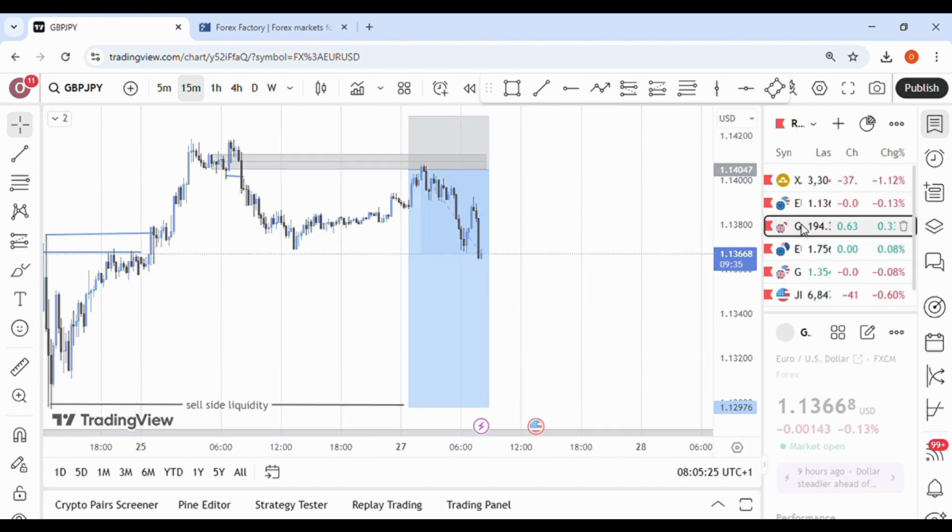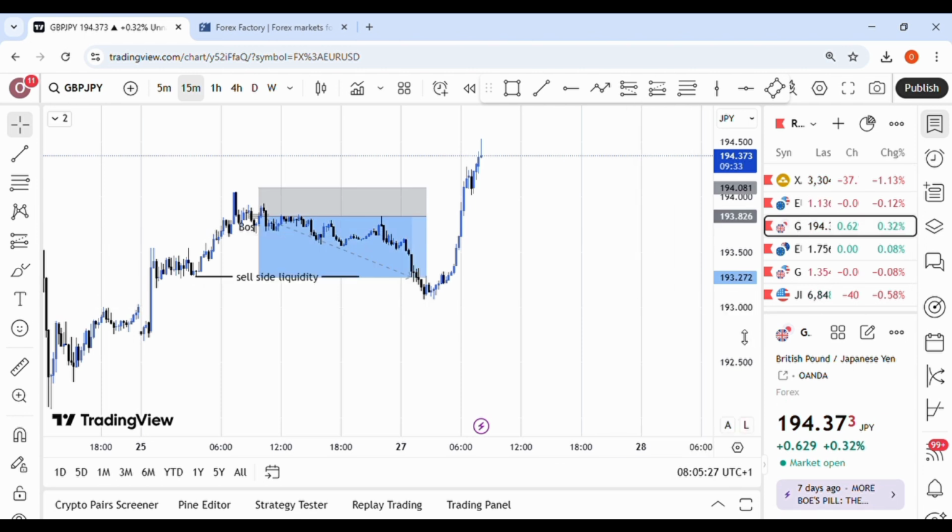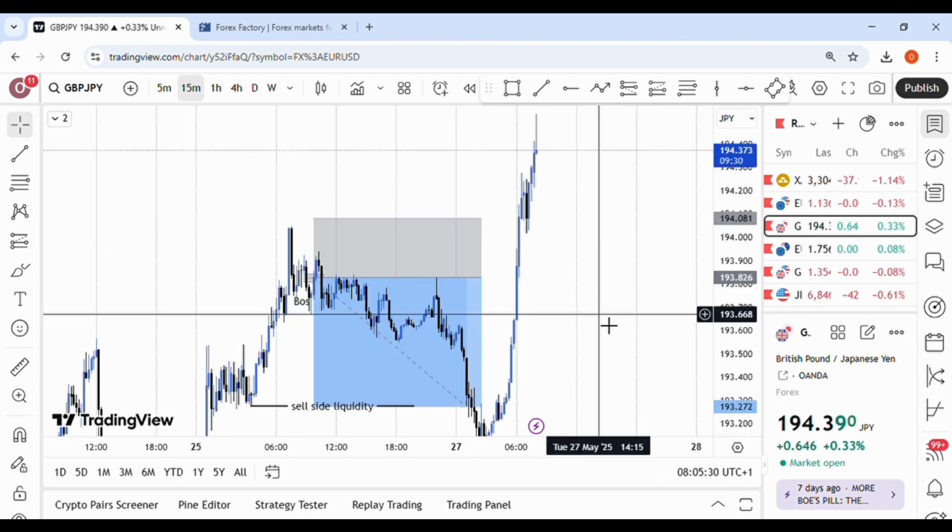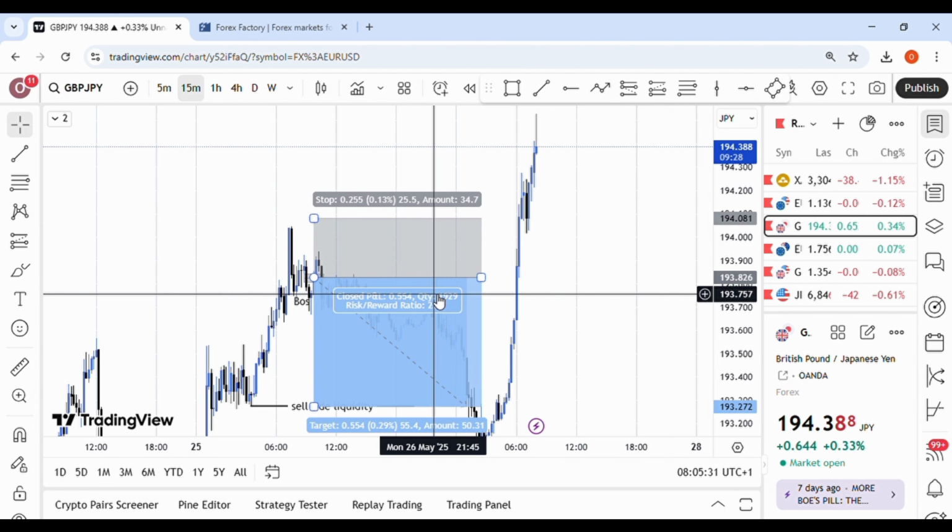GBP-JPY played out yesterday. We hit our take profit. As per yesterday night, GBP-JPY played out. You can check my Telegram channel.